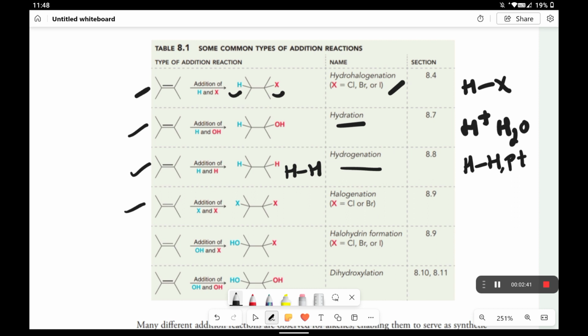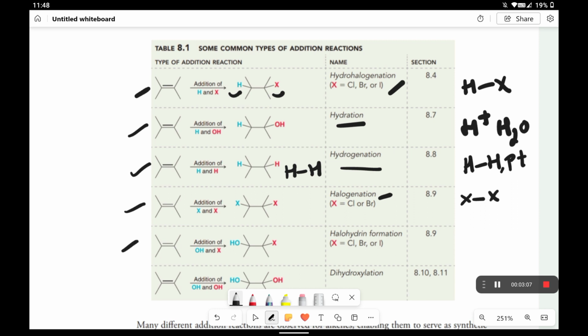Next one is halogenation. Halogenation means addition of chlorine, bromine, or iodine. This undergoes via a cyclic bromonium intermediate, or a cyclic chloronium intermediate, or a cyclic iodonium intermediate, isn't it? This is called halogenation reaction.